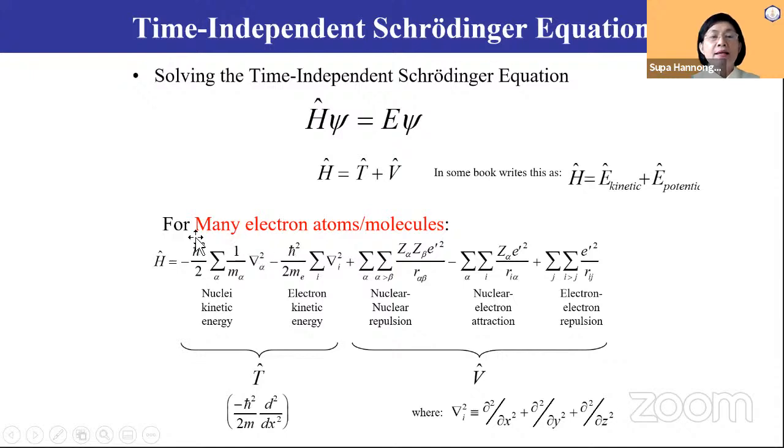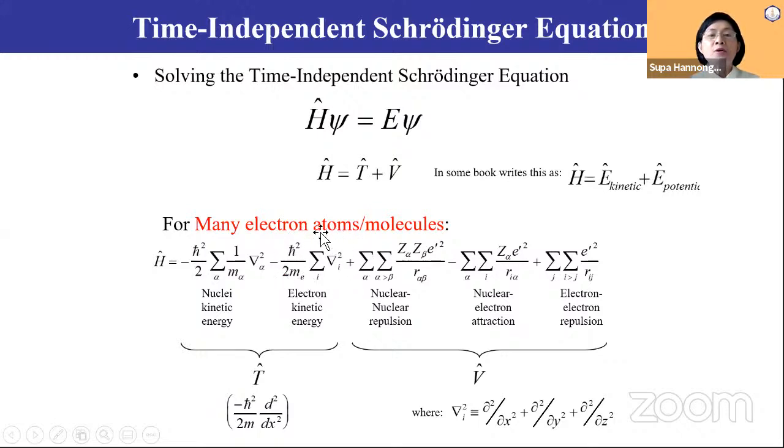Okay, as shown in this slide, you can see minus h bar squared by 2 and the summation of 1 over m alpha, and this is the Laplacian operator, which acts on the coordinate of the particle or the electron. And m alpha is the mass of the particle. And h bar is the reduced Planck constant.